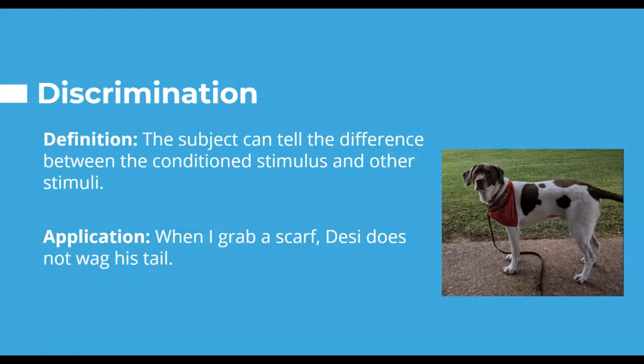All right, and then discrimination. So the definition of that is the subject can tell the difference between the conditioned stimulus and other stimuli. Application. When I grab a scarf, Desi does not wag his tail. Right? A scarf and a leash, kind of similar looking. They're long and floppy. But Desi does not associate the scarf with going outside, but the leash is associated with going outside. All right, hopefully those made sense to you.